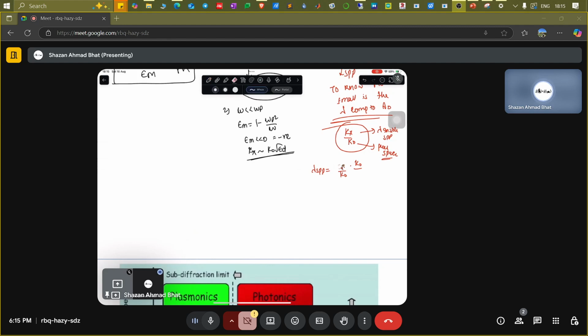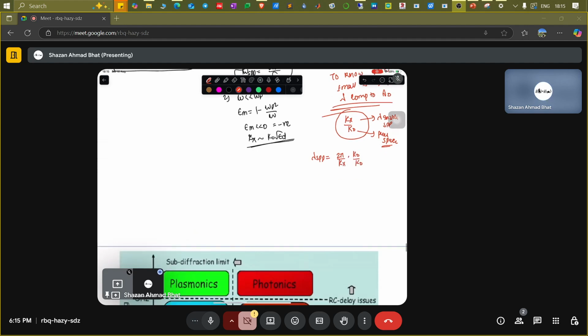It's basically 2 pi by kx, not k naught. The wavelength of the surface plasmon polariton is 2 pi by kx. You can multiply it by k naught. That means you can write it as 2 pi by k naught into k naught over kx. So this is for the free space. So you can write the surface plasmon polariton wavelength to be equivalent to lambda naught times k naught divided by kx.